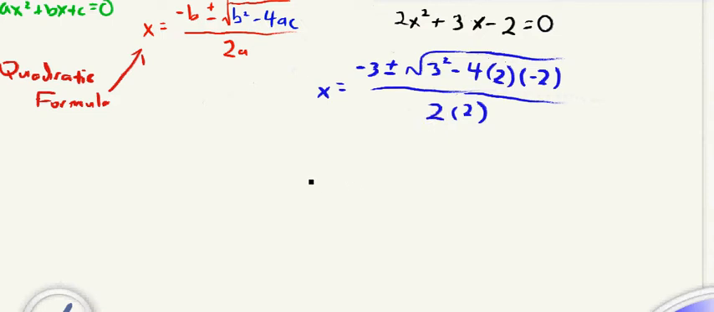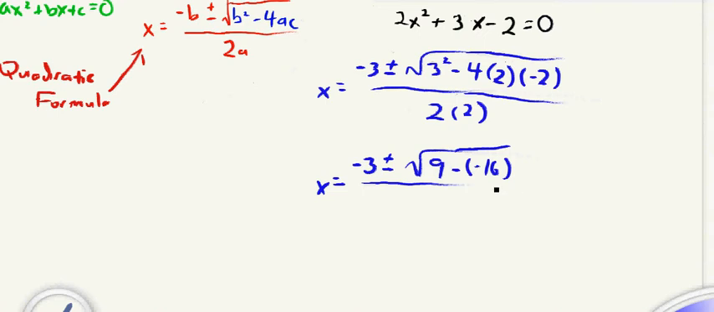So let's now just go ahead and simplify. So we get that x equals negative 3, and first we simplify inside the radical sign, okay? So 3 squared is going to give us 9, minus 4 times 2 is 8, and then 8 times negative 2 would give us negative 16. So it's going to be 9 minus a negative 16. Okay, so that's simplified in the radical, and then we can also simplify the bottom here. We can just go ahead and do 2 times 2, which is 4.